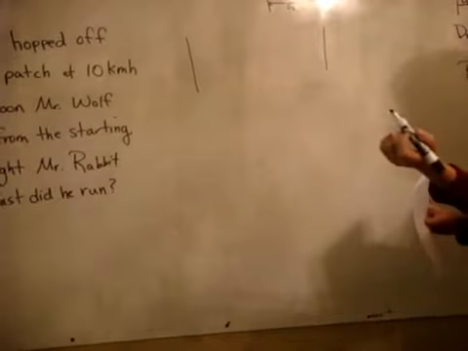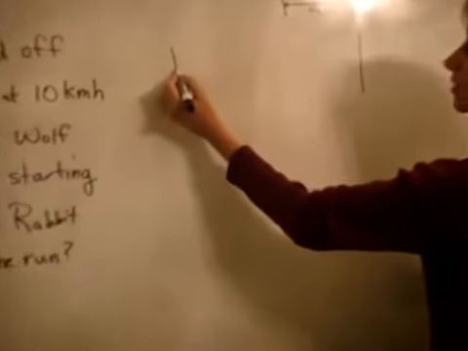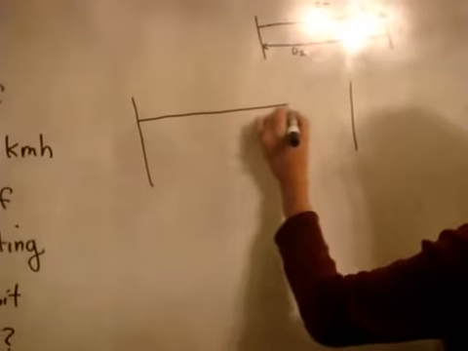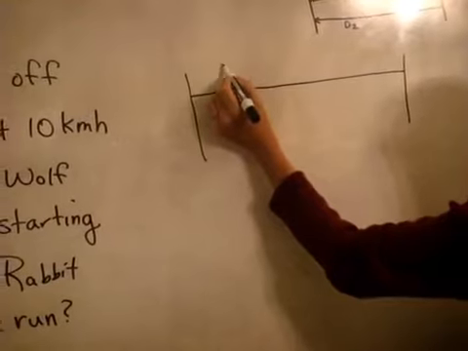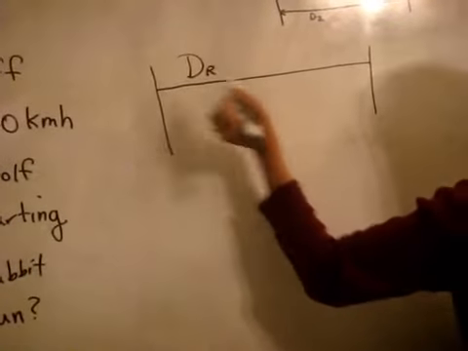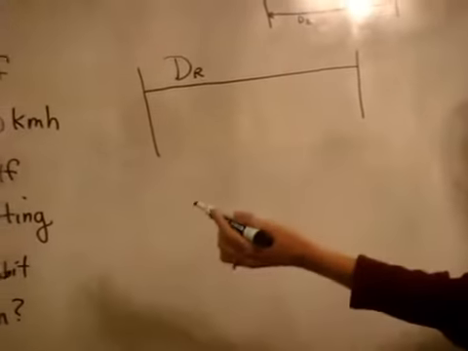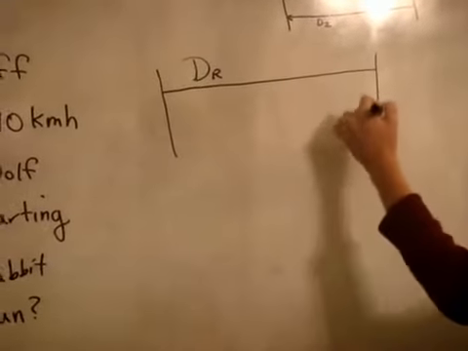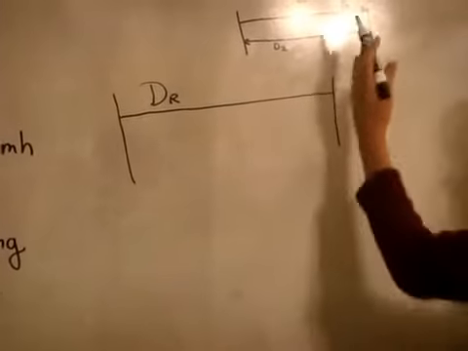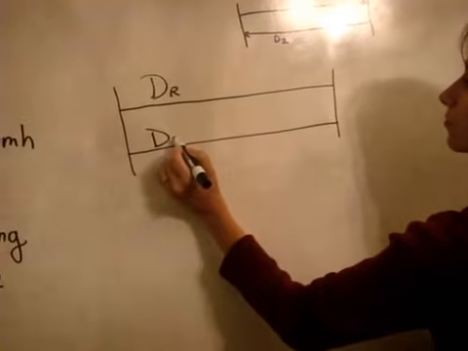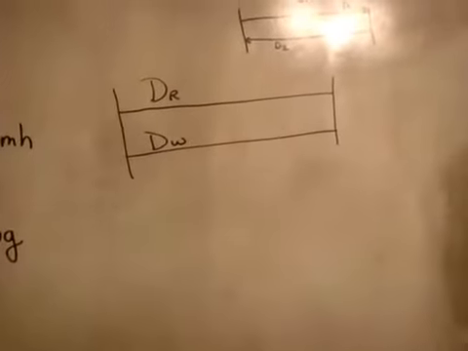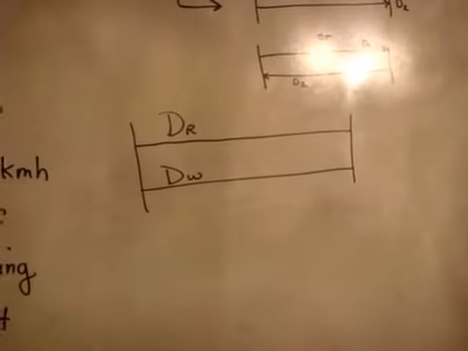So first we have poor Mr. Rabbit. He started from here and he hopped his way merrily across here until he got caught by the wolf. So that's the distance of Mr. Rabbit, right there. The wolf started at the same starting point and he ended when he caught the rabbit, so they both ended at the same time. So this is the distance of Mr. Wolf. We can see their distances are the same, so we set up our equation.